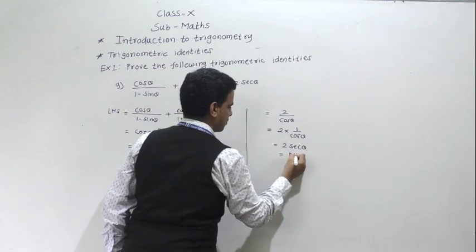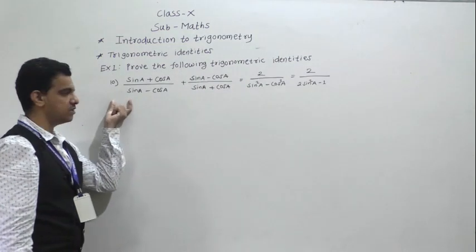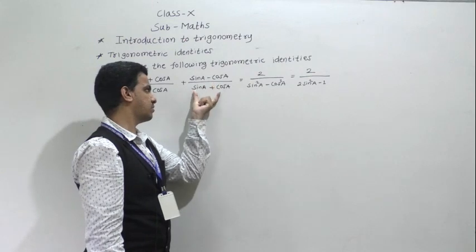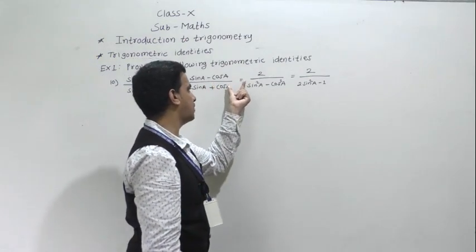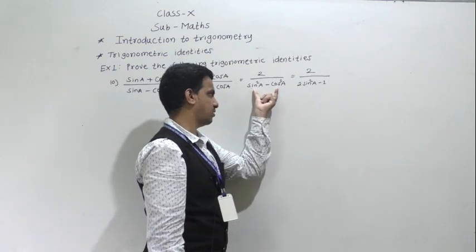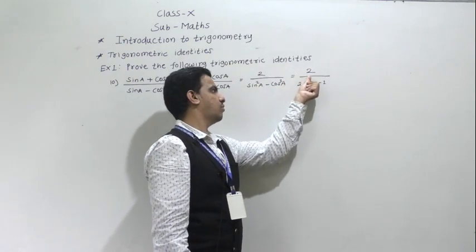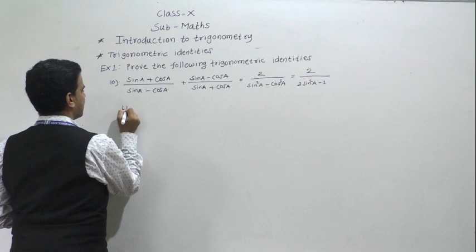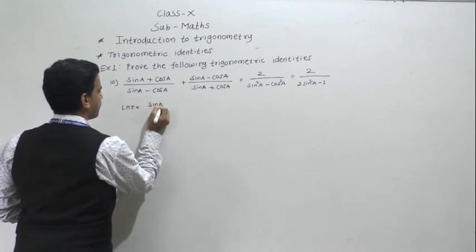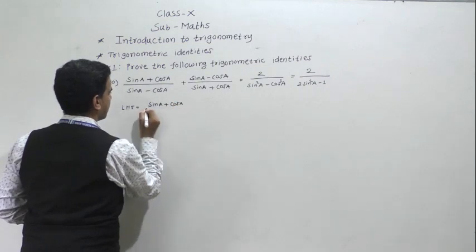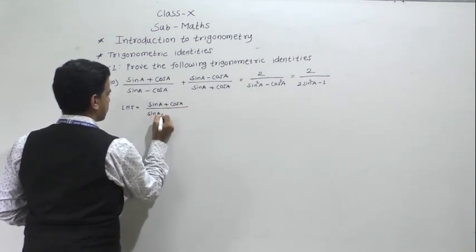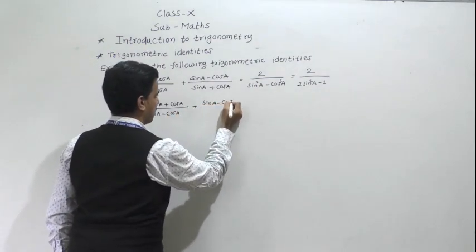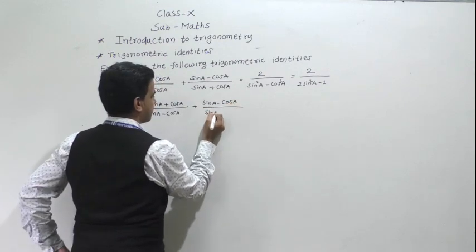So this is the RHS. Okay, the 10th one is (sin a plus cos a) upon (sin a minus cos a) plus (sin a minus cos a) upon (sin a plus cos a) is equal to, we have to show that, 2 upon sin square a minus cos square a, and that is equal to, we have to show, 2 upon 2 sin square a minus 1. So first we simplify this one. LHS is equal to sin a plus cos a divided by sin a minus cos a plus sin a minus cos a divided by sin a plus cos a.